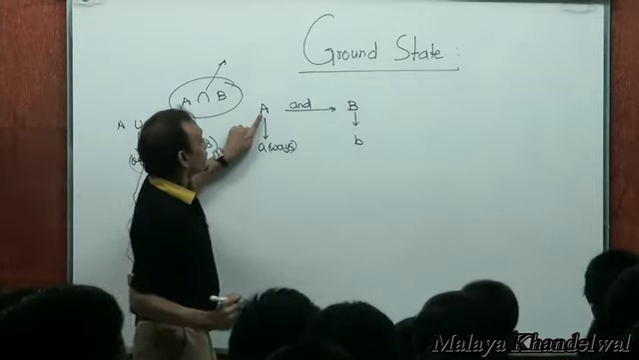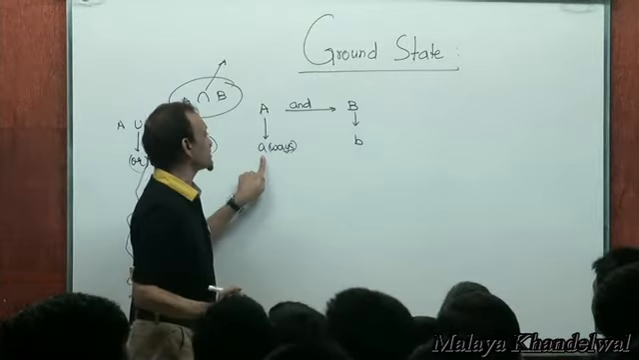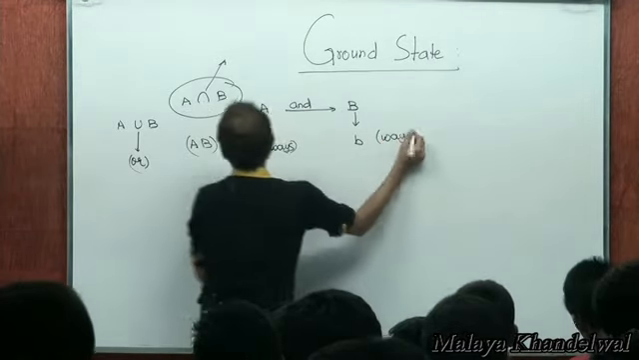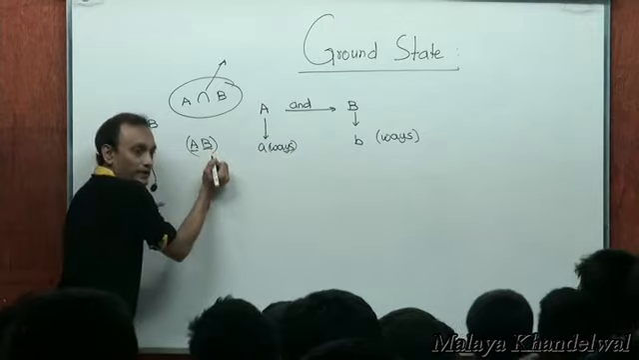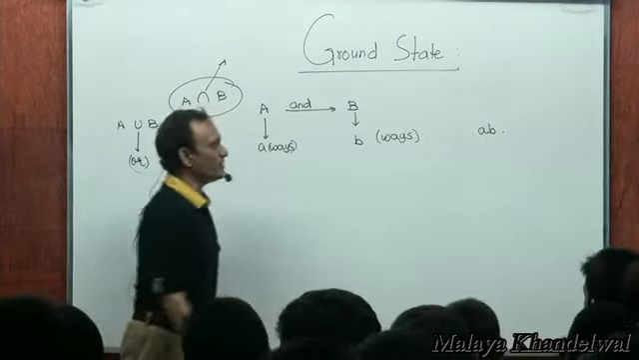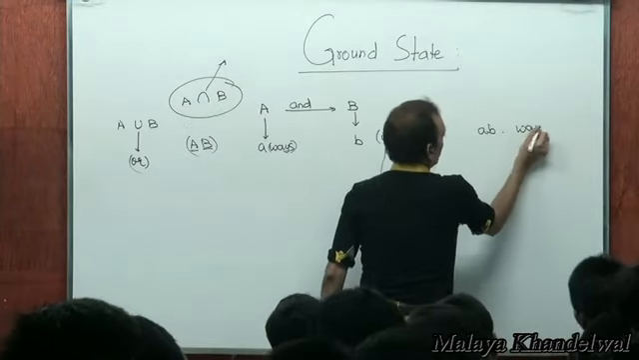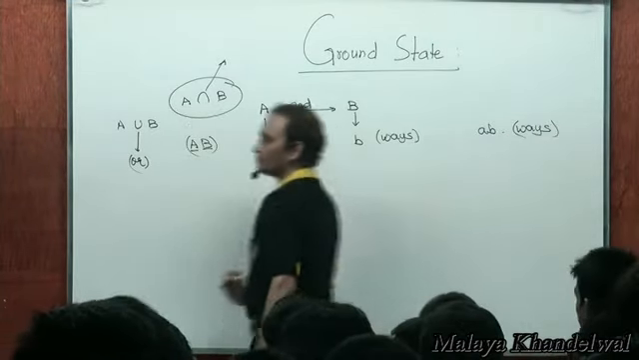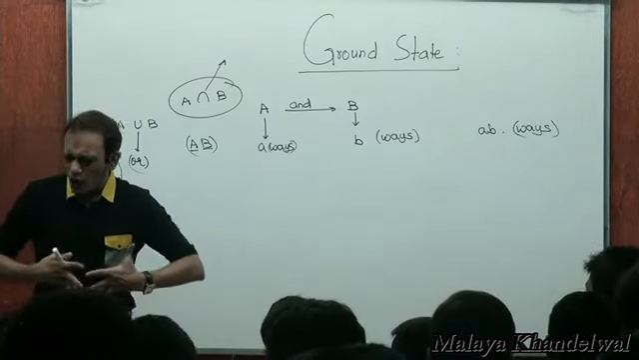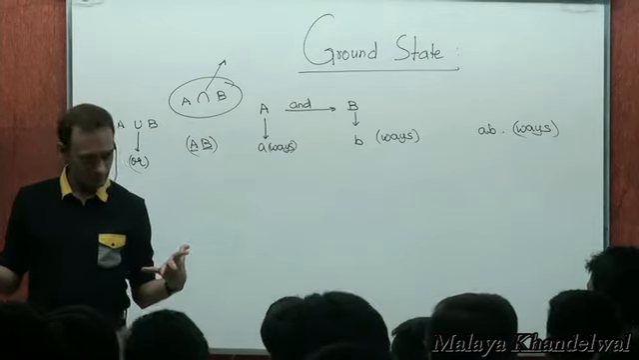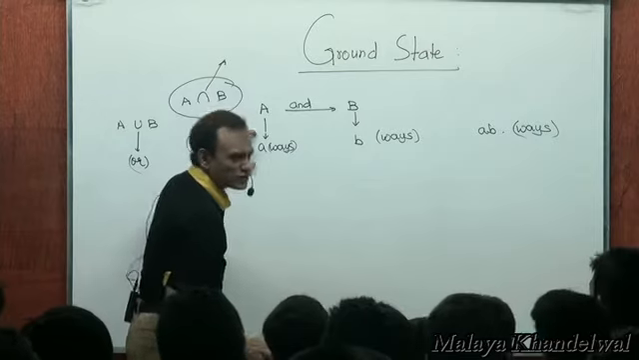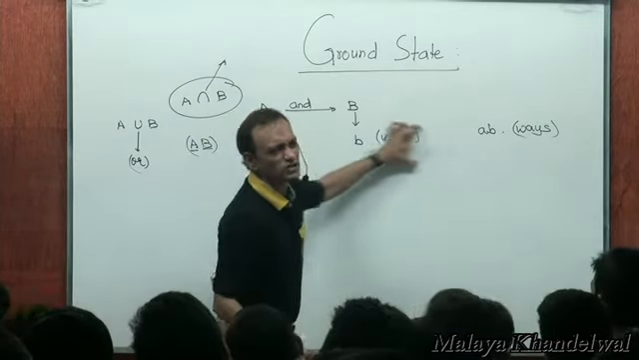Now, if the event A occurs in small a ways, event B occurs in small b ways, then the event A and B, AB, will occur in ab ways. Right? Assuming that the events are not interfering with each other. That means these ways of occurrence of A have nothing to do with these ways of occurrence of B.